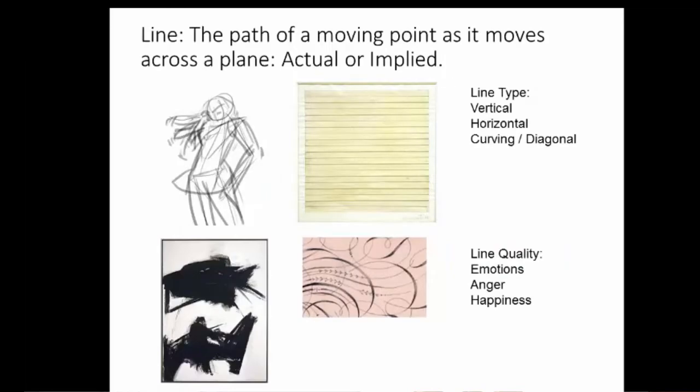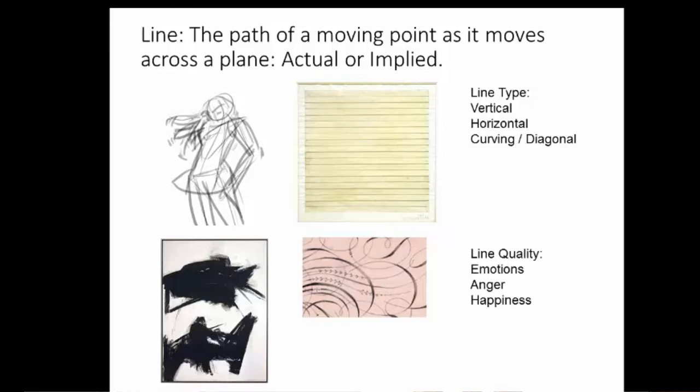So beginning with the elements of art, we start with line. Line is the path of a moving point as it moves across a plane. Those lines are either actual or implied, and that is further explained in your textbook. We want to look first at line types. There are four basic types of lines. There's vertical lines, there's horizontal lines, there's curving lines, and diagonal lines.